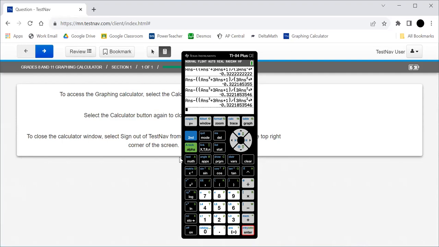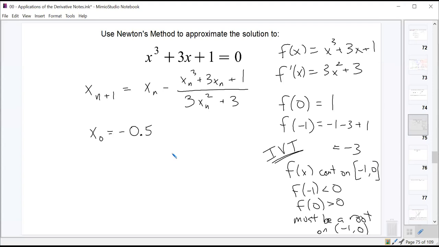That's going to be our answer, negative 0.32218535546. But what I will ask you to do, which you probably won't like too much, is to go in and list out the values that you got. So we started with x sub 0, or x naught, is negative 0.5.